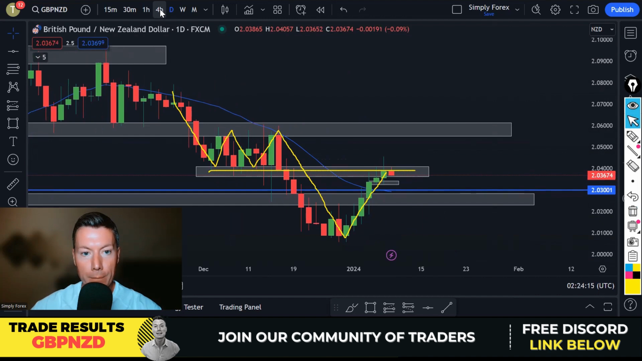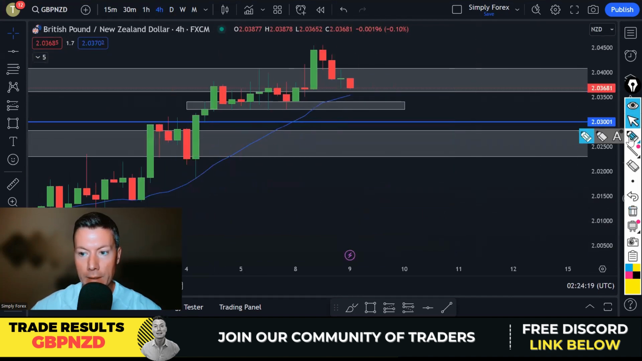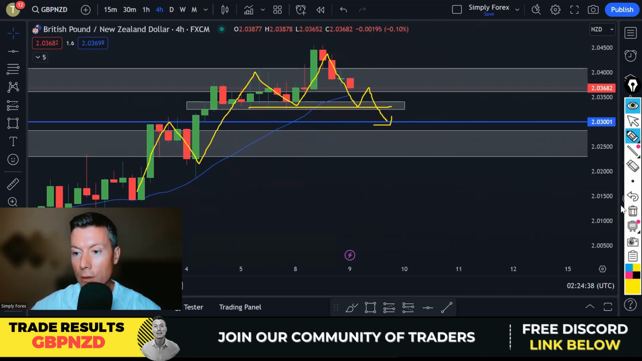And we were just waiting for a breakdown in structure, and in particular this level here, because this level represents an H4 structure break. So we were looking for price to do this, and then break this level. If it breaks this level, I will be interested in it, but it might be a long time coming. So we didn't get a breakdown, no trade on pound New Zealand dollar. And those were the trade ideas from yesterday, guys. Let's take a look at today's trades now.